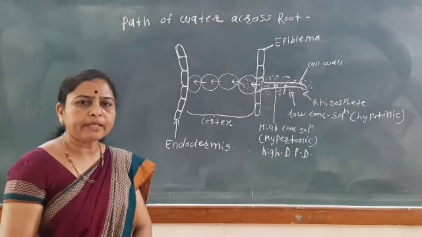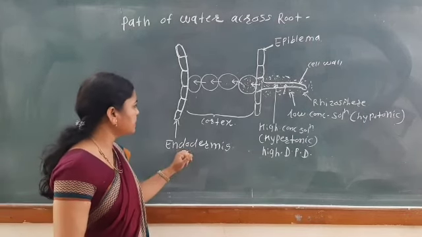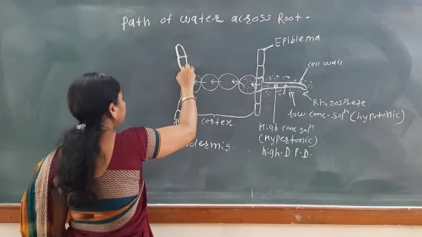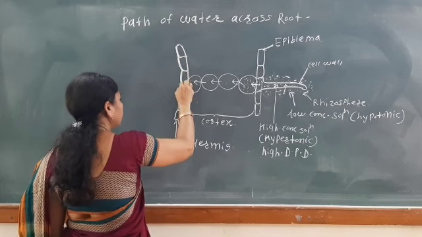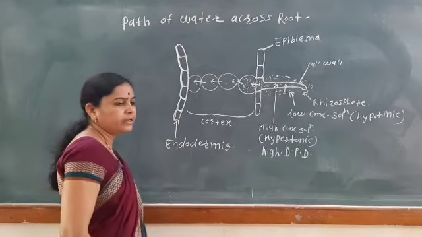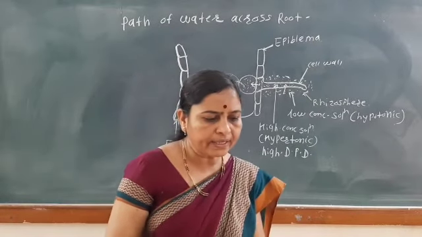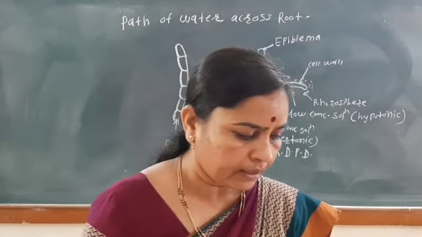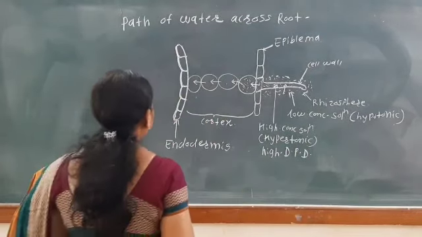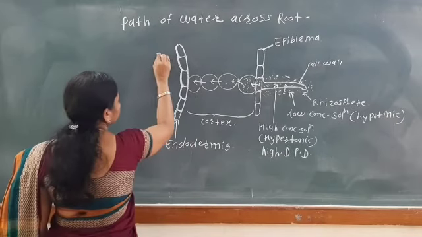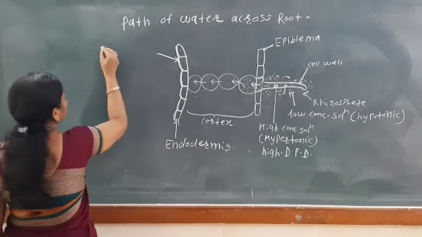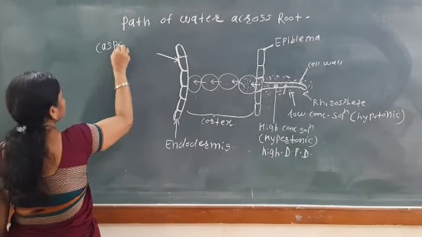See what happens in the endodermis: the tangential wall is mainly made up of a wax-like covering, which is called suberin. And this wax-like covering of suberin is known as the Casparian strip.